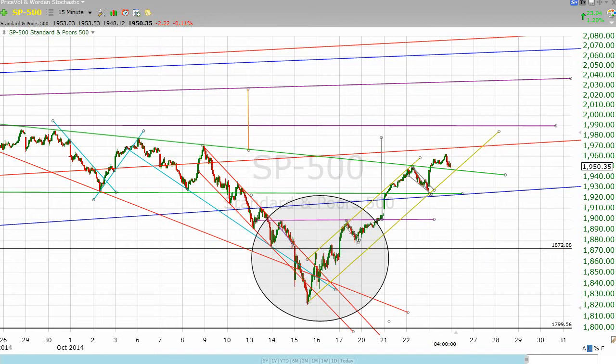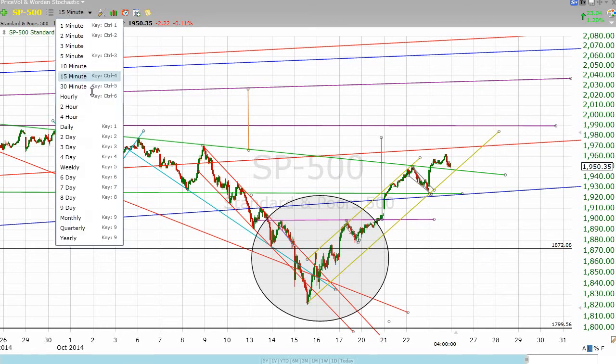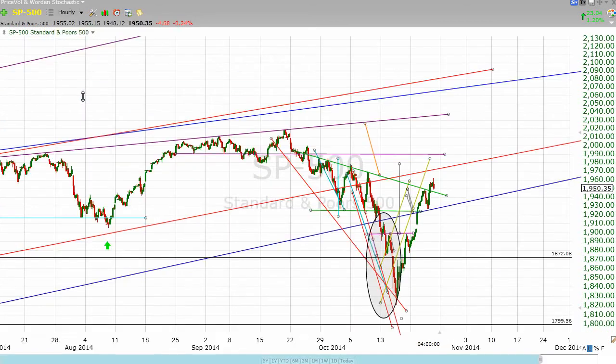So what are we looking at? Well, we might be looking at an even larger inverted head and shoulders pattern. You recall that I thought we had an inverted head and shoulders back here, but now it's looking like we may have an even larger one.